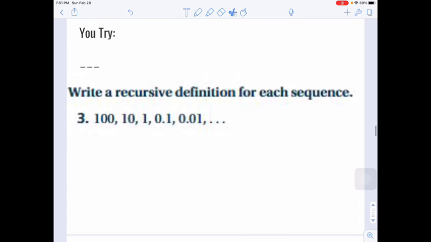And now I would like you to try number 3. Write a recursive definition for each sequence: 100, 10, 1, 0.1, 0.01.